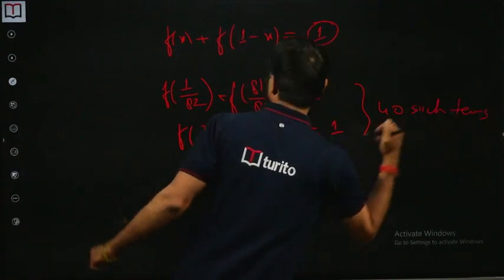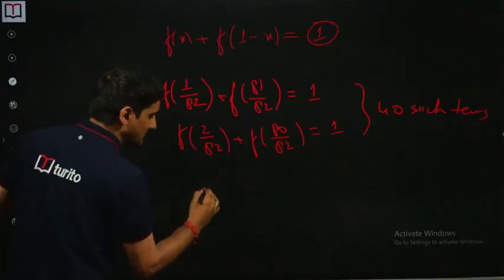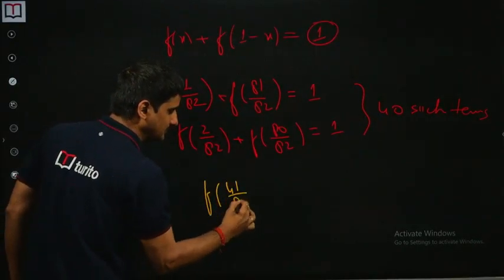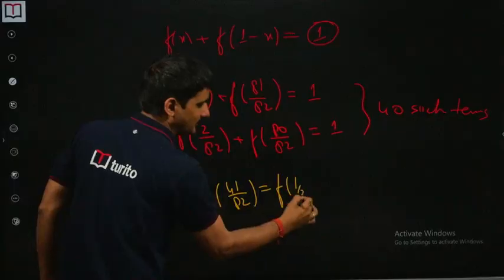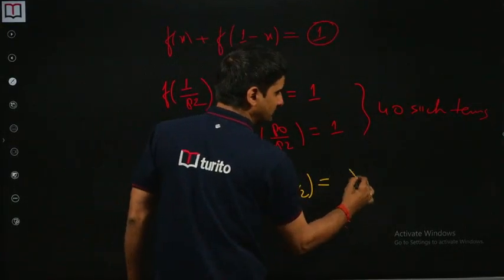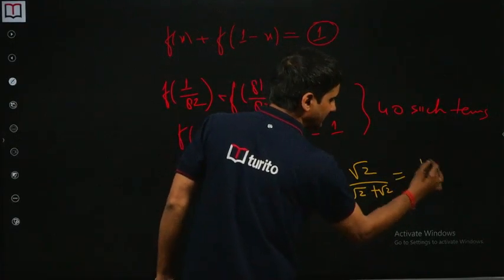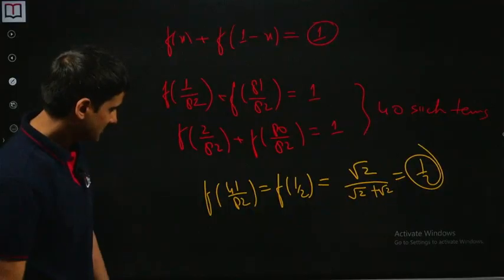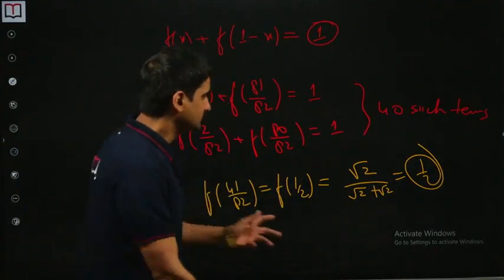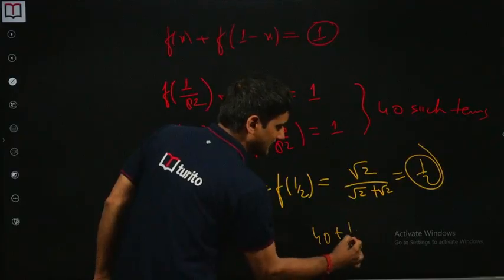Okay, so 40 such terms, and the last term is f of 41 by 82, which is f of half. So f of half, I think we can easily find out. So it's root 2 upon root 2 plus root 2. So how much is it? That's half. If I'm not wrong, 2 root 2, yeah, that's half. Okay, so the answer should be 40 plus half.